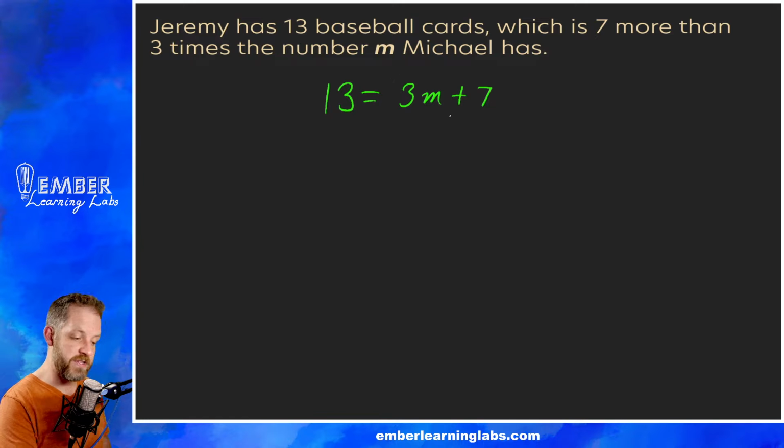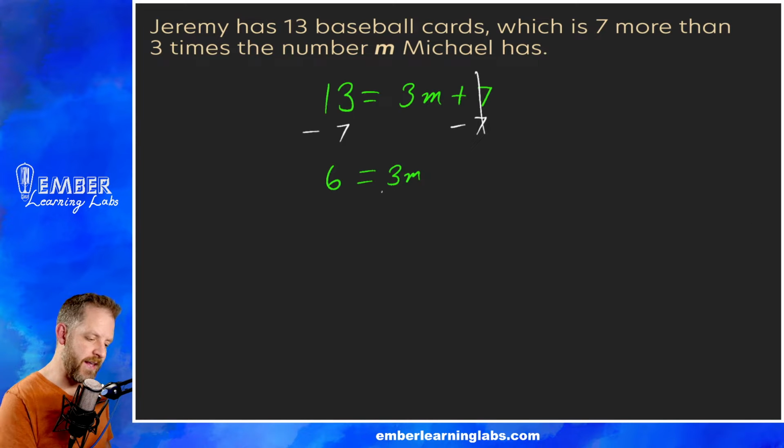So to get rid of the 7, we would subtract 7 from both sides. So minus 7 and minus 7. Those 7s cancel. 13 minus 7 would be 6. So 6 equals 3M. We're going to divide that 3 off. So we end up with M equals 2.